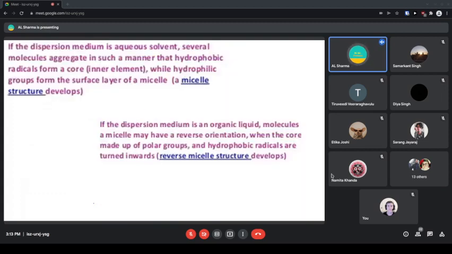So ultimately, if the dispersion medium is an aqueous solvent, several molecules aggregate in such a manner that hydrophobic radicals form a core, that is the inner element, while hydrophilic groups form the surface layer of the micelles. So you see, it depends on whether your material is hydrophobic or hydrophilic. Accordingly, the micelle structures are going to develop over the water surface.